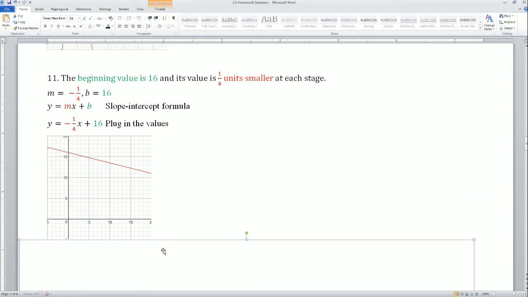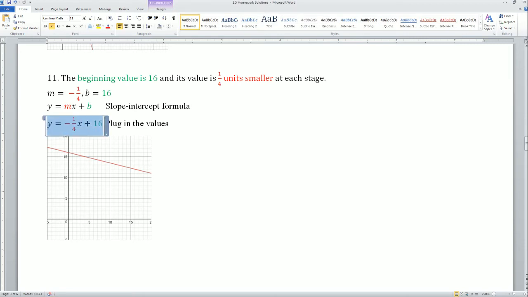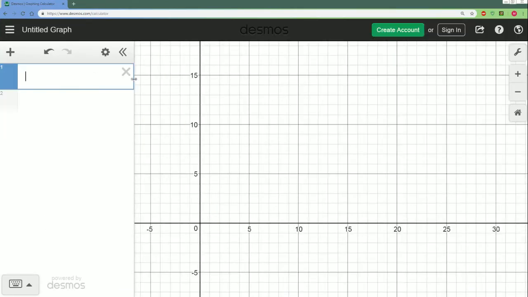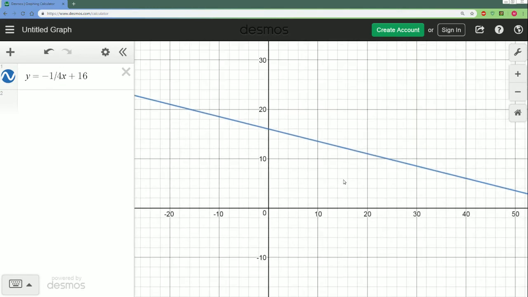Okay, here's the graph. Do you want to see how I graph it? Alright, let's pull up decimals. Let me grab the equation. Alright, cancel that out. Plug that in. Boom, there it is. How it looks like.